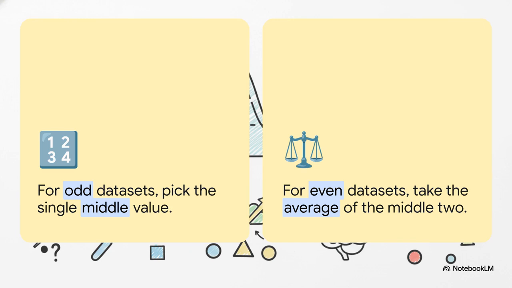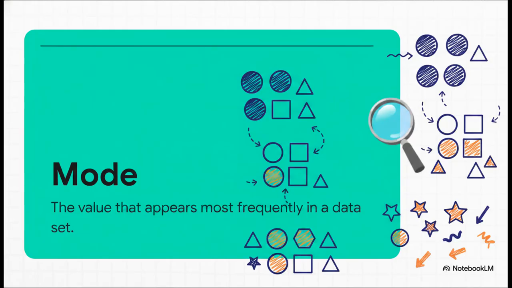Next, we have the median. Now pay attention here because the absolute golden rule for the median is that you have to put your numbers in numerical order first, lowest to highest. If you have an odd number of data points, finding the median is a breeze. It's just the single number sitting right there in the exact middle. But if you have an even set of numbers, there isn't just one middle number. There's a middle pair. So you just take those 2 middle numbers, add them together, and divide by 2 to get their average.